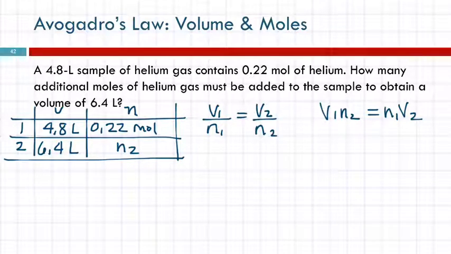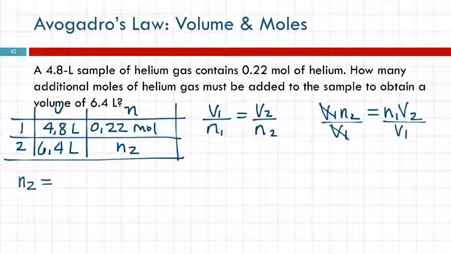So what am I looking for? I'm looking for n2. So that's right here. I need to divide by this. Divide by V1. So the V1s over there cancel out. If I do it to one side, I have to do the same thing to the other side because it has to stay equal. And divide by V1 over here. n2 equals n1 V2 over V1.